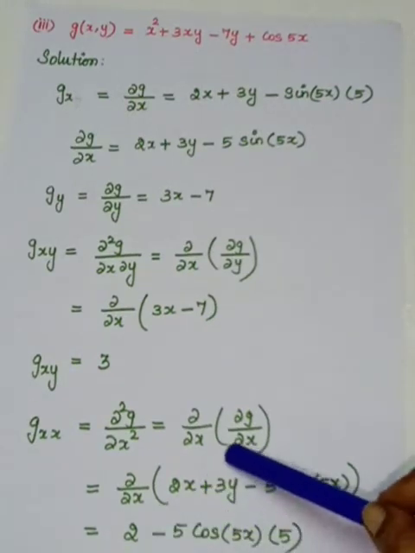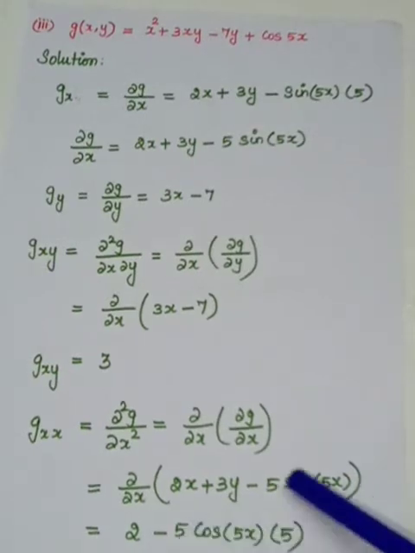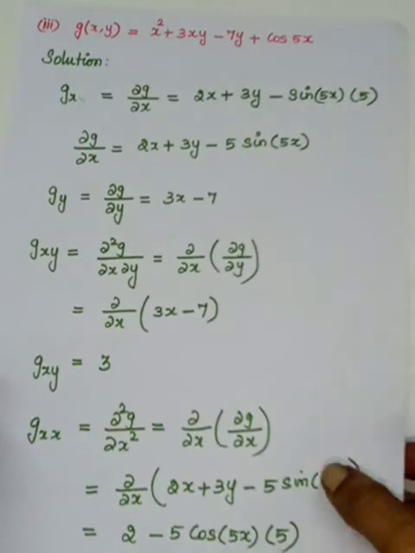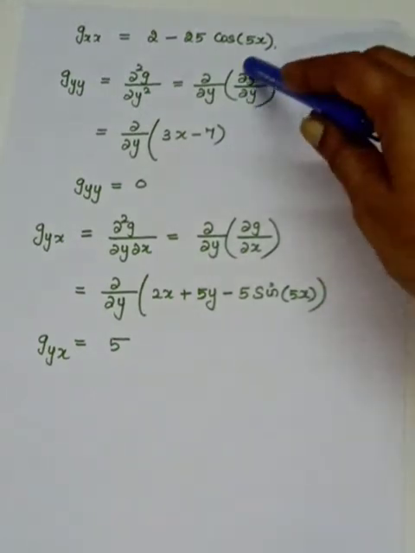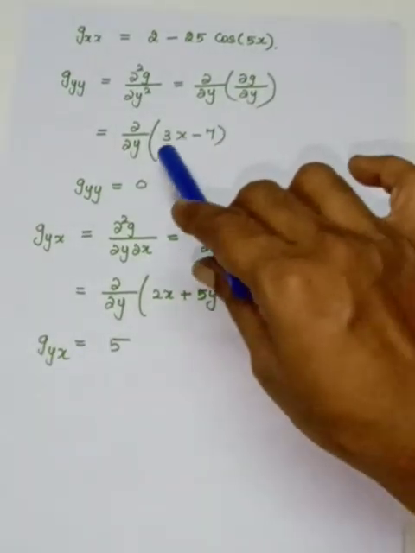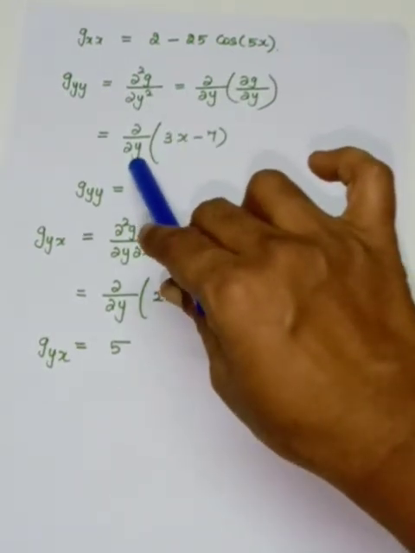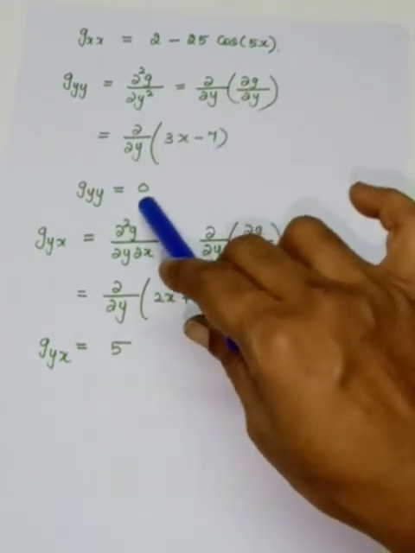So this is a constant, okay, so whose differentiation is 0. Minus 5 is a constant. Sin 5x order differentiation, cos 5x, and the 5x has to be differentiated. So it is 5. So 2 minus 25 cos 5x. Next one, gyy. What is that? Dou by dou y of dou g by dou y. Dou g by dou y is written here. So here this term 3x is a constant according to the differentiation of y partially. So minus 7 is also a constant. So it will become 0.